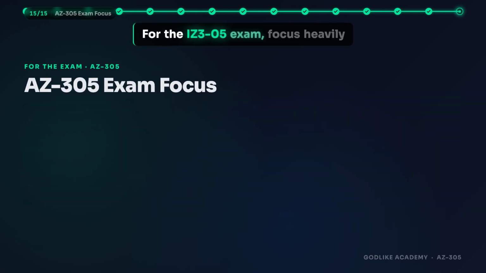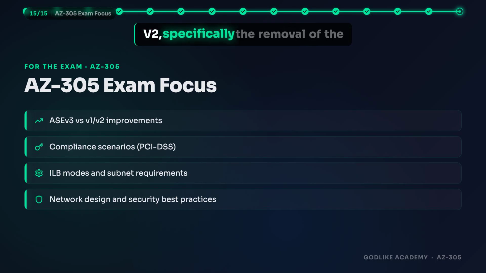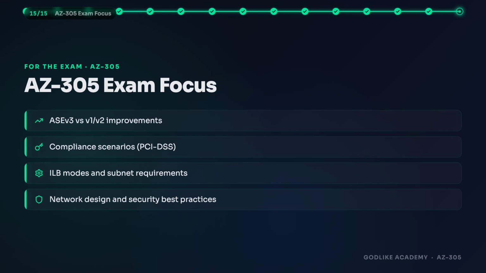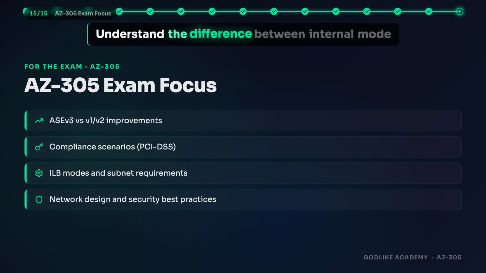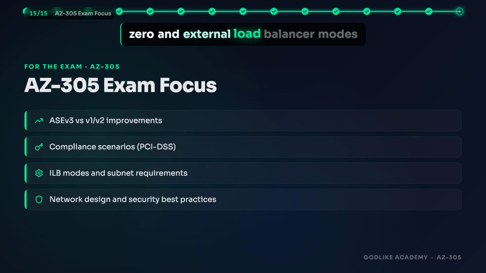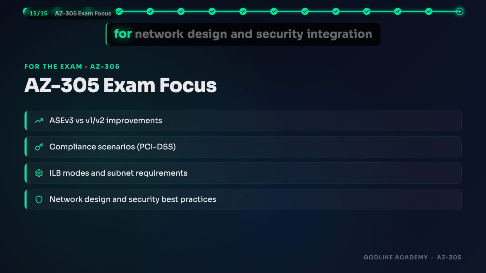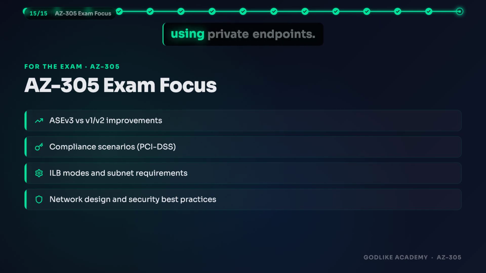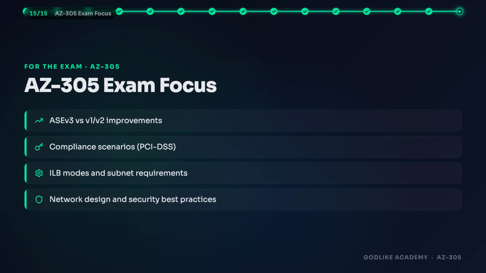For the AZ-305 exam, focus heavily on ASEv3 improvements over v1 and v2, specifically the removal of the management subnet requirement. Know exactly when to use ASE for compliance scenarios like PCI DSS or HIPAA. Understand the difference between internal and external load balancer modes, and the importance of keeping the ASE subnet completely empty. Be prepared to identify best practices for network design and security integration using private endpoints. Misreading these exam questions will lead to selecting standard plans instead of isolated environments.